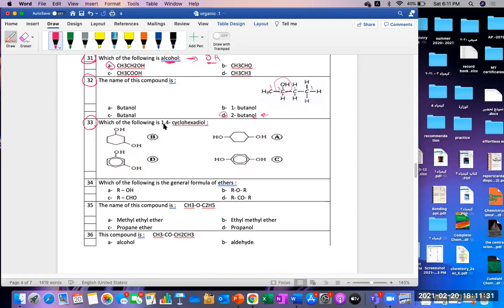33, he asked which one is 1,2-cyclohexadiol. Okay. Cyclo, so it's a cycle, cyclohexa, so it's not benzene, so we need to remove these parts. Okay, so they are not here. First we need to choose only one, A or B. We need 2 numbers, so it will be 1, 2, 3, 4. This will be 1, 2, 3, so it will be A.